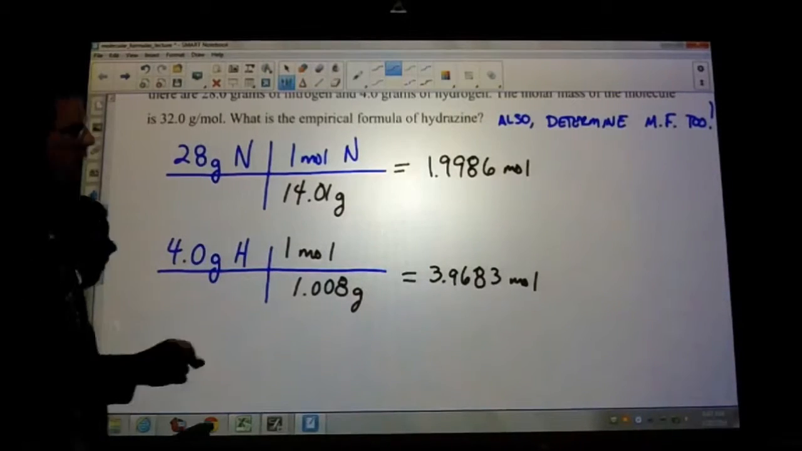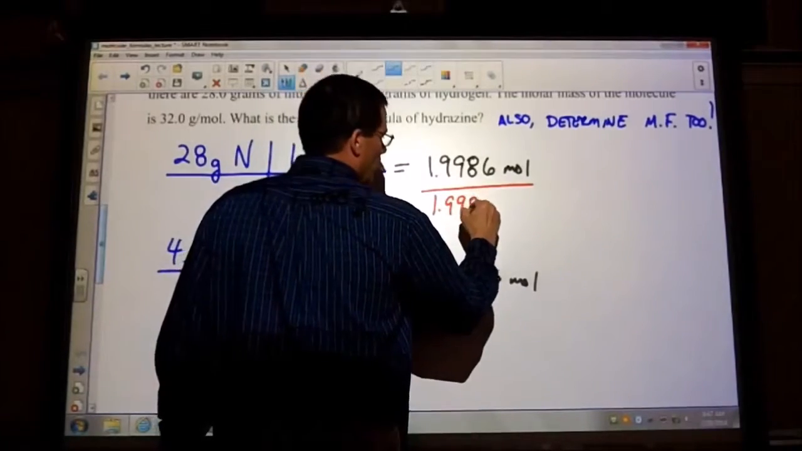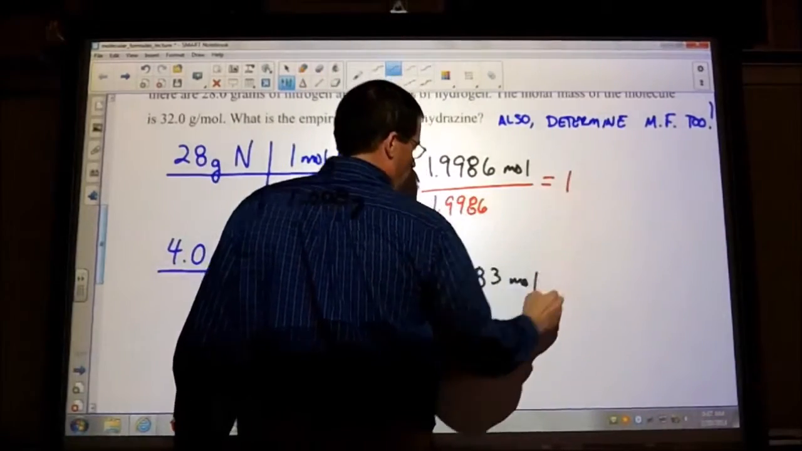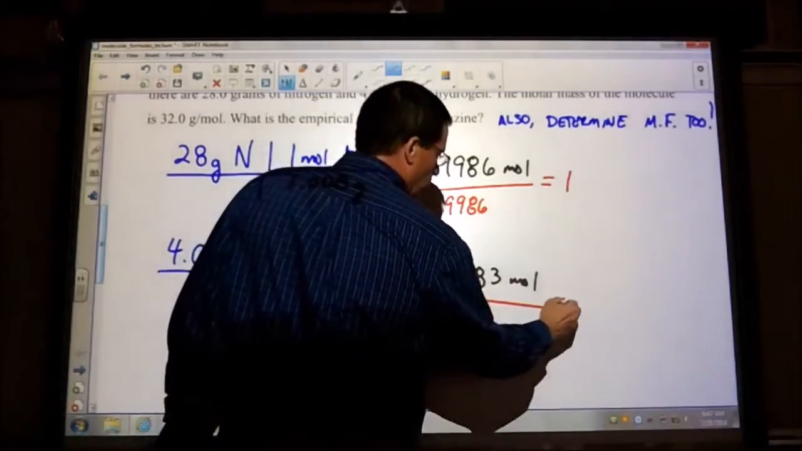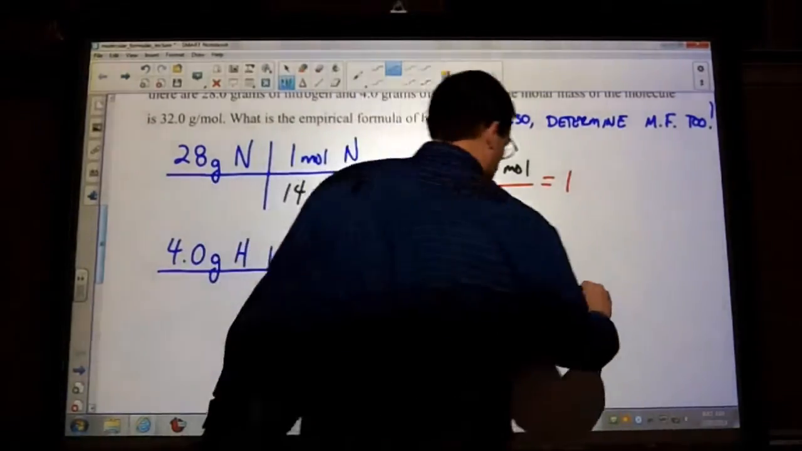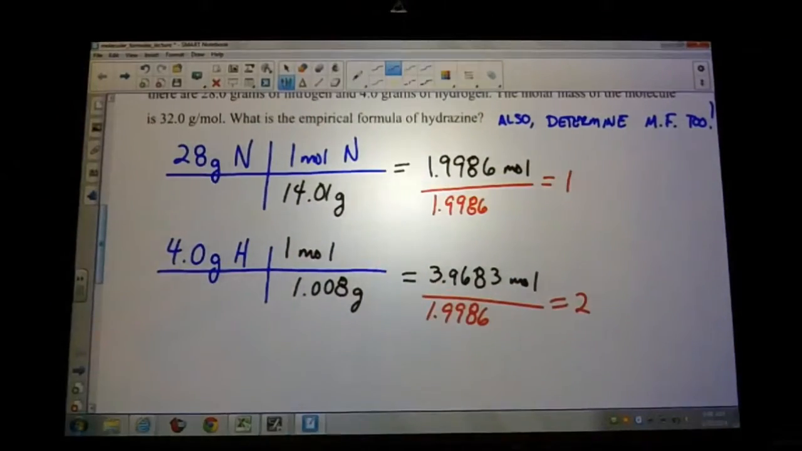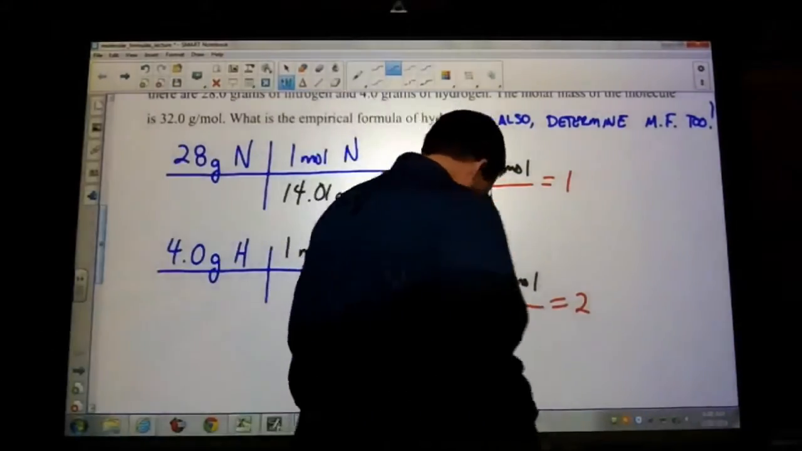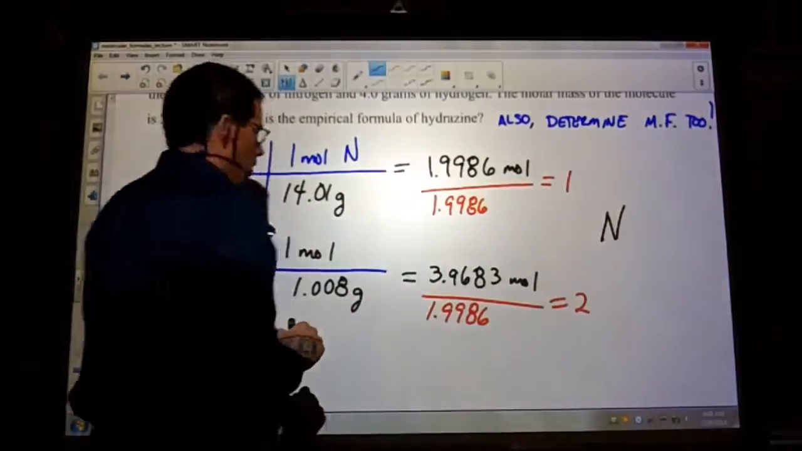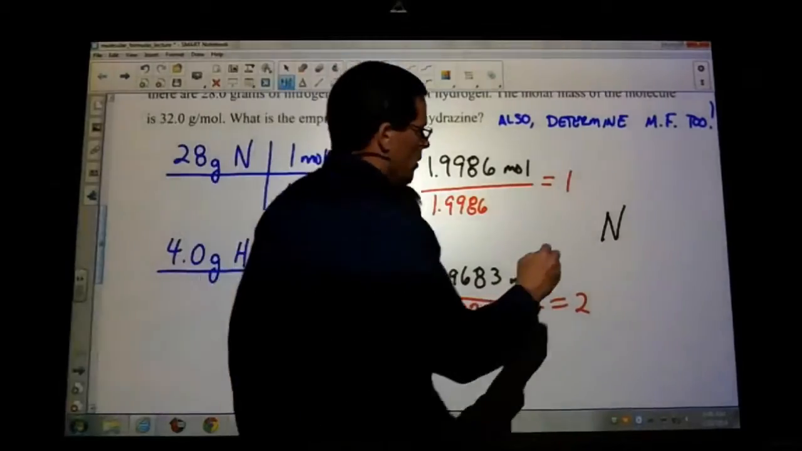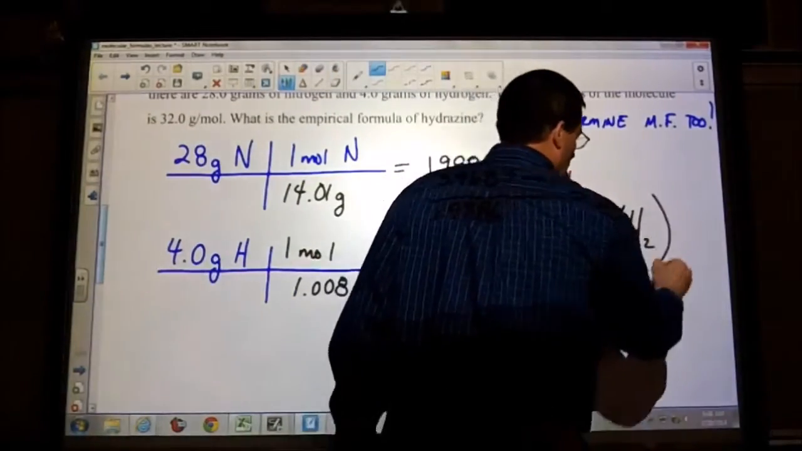So what do we want to do now? Yeah, divided by the smallest number of moles. So in that case, that's a 1. And this is very close to 2. Okay. So what is the empirical formula for hydrazine? 1 N and 2 H's. Good. Okay, so that's our empirical formula.